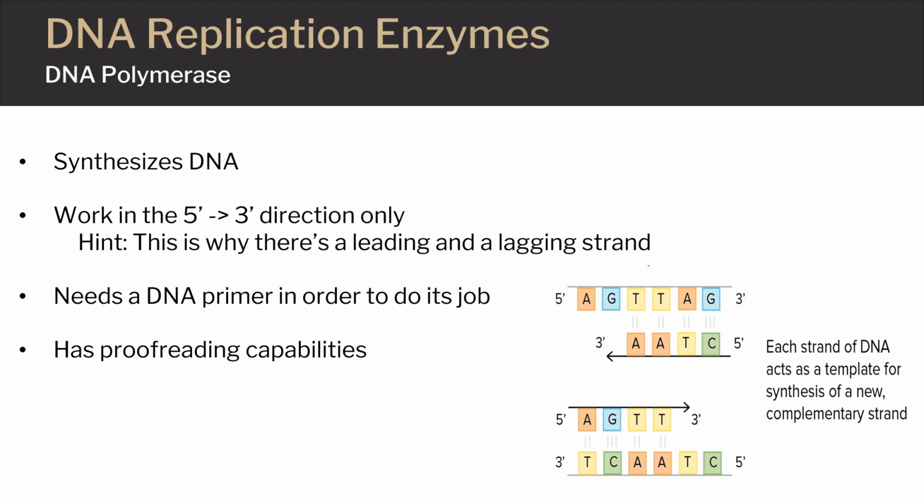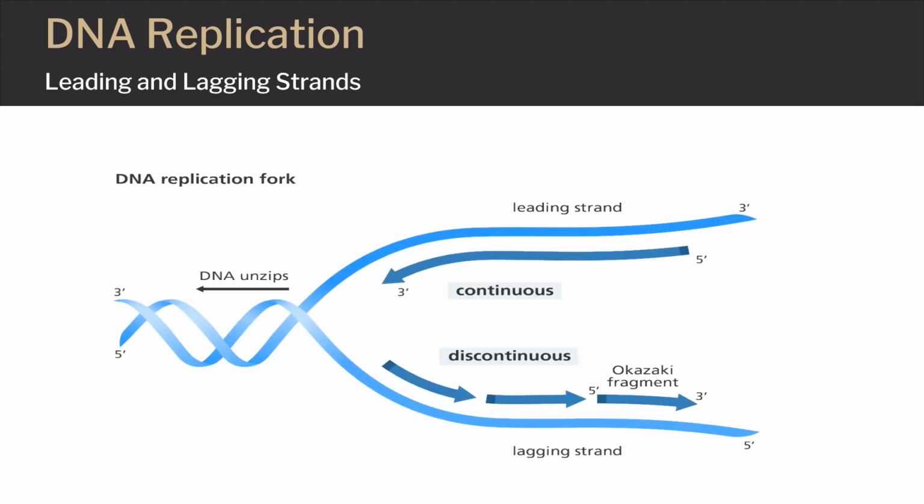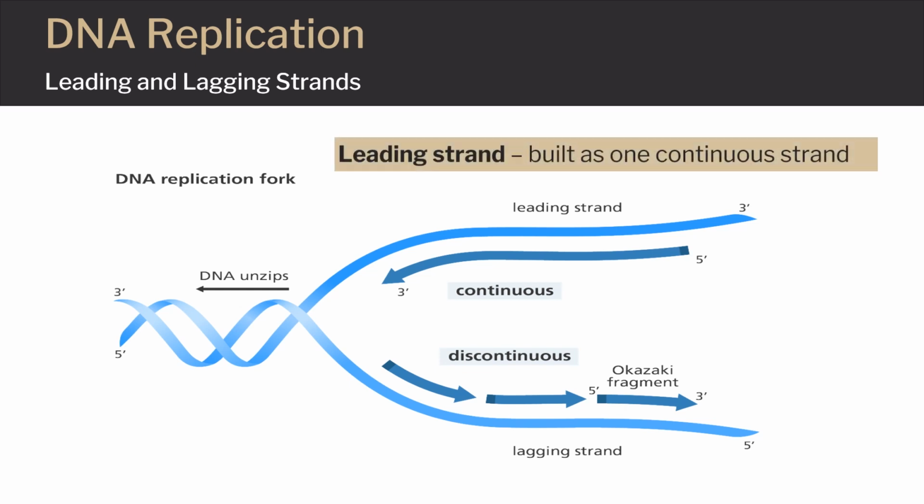Another important thing to know is that this enzyme only works in the 5' to 3' direction, which is the reason there is a leading and a lagging strand. Once DNA is unzipped and untangled, and two strands are held apart, a replication fork becomes apparent. A complementary strand for each of the parent strands needs to be made, but if you recall from the previous slide, the polymerase only works in the 5' to 3' direction and creates what is known as the leading strand.